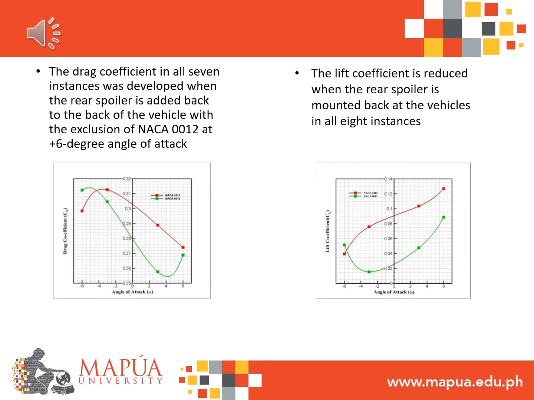The drag coefficient in all 7 instances increased when the rear spoiler is added to the back of the vehicle, with the exclusion of NACA 0012 at a +6 degree angle of attack. The lift coefficient is reduced when the rear spoiler is mounted at the back of the vehicle in all 8 instances. The figure below shows the effect of spoiler angle of attack on the drag coefficient and also the effect of spoiler angle of attack on the lift coefficient.